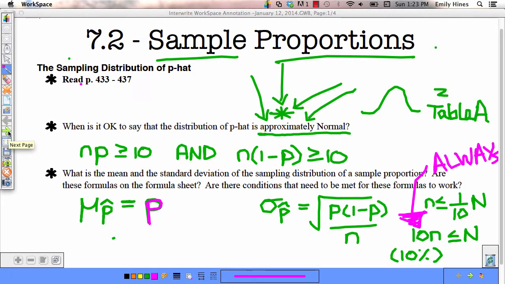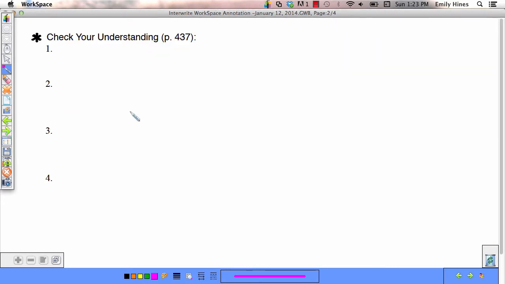Okay, so let's look at the check your understanding questions on page 437. Check your understanding and then compare your answers to mine. The first one is looking for the mean of p-hat, which we can see is 0.75. The second one is telling us the standard deviation of p-hat, which is 0.0137 when I calculate that.